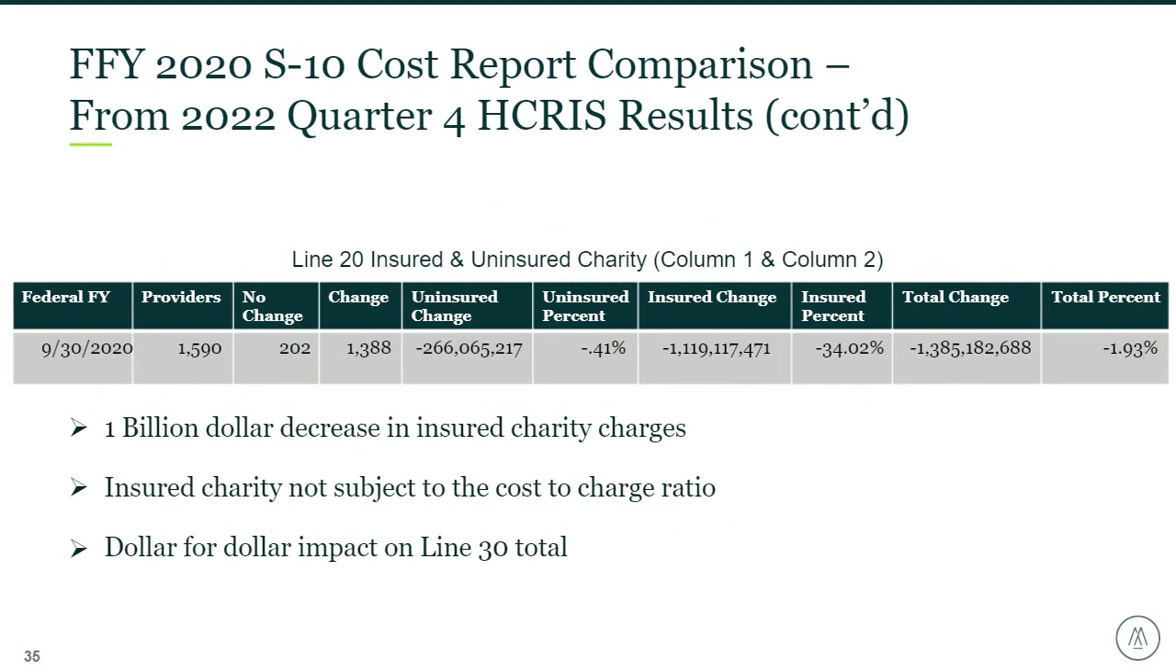So starting with line 20, we're going to dig a little bit deeper and see that overall there is almost $1.4 billion in total change for line 20 for these providers. There's 1,388 where there was a change in line 20 and 202 where there are not. We're looking at what affects charity, and the big thing, as Heather said, is the documentation and things that happen in audit during sampling. Hospitals not having support for their policies, and overall just not reporting insured charity correctly. That's been a pain point for these past several audits.